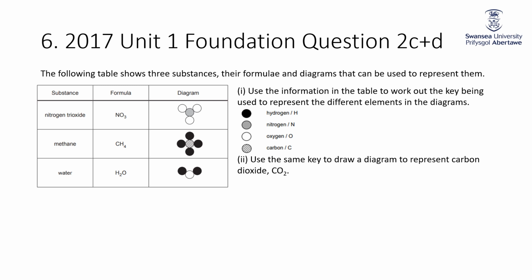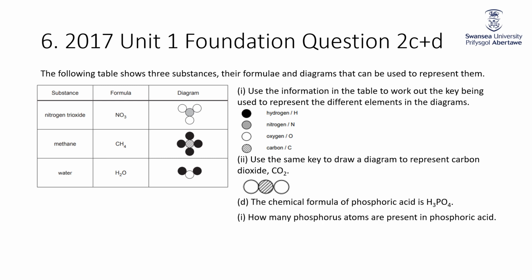So then you can use the same key to represent carbon dioxide. And what we want is a carbon with 2 oxygens coming off. And then the chemical formula of phosphoric acid is H3PO4. How many phosphorus atoms are present in phosphoric acid? The answer is 1. And then the total number of atoms in phosphoric acid, well, let's count them. We have 3 hydrogens, 1 phosphorus and 4 oxygens. That's equal to 8 atoms in total.